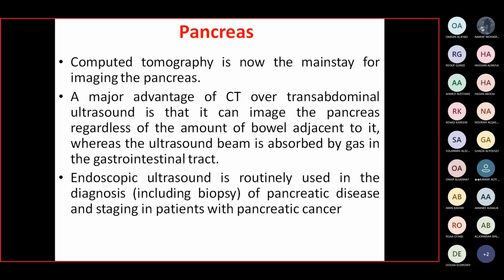The next gland we are going to discuss is the pancreas. CT is now the mainstay for imaging of the pancreas, when the patient is suspected of pancreatitis or tumor. Of course, ultrasound can play a role in assessment of the pancreas, but CT is now the mainstay imaging of the pancreas in general.